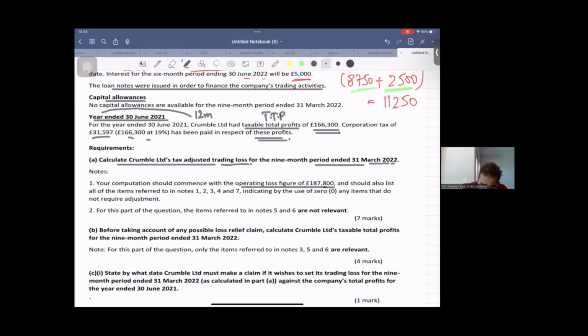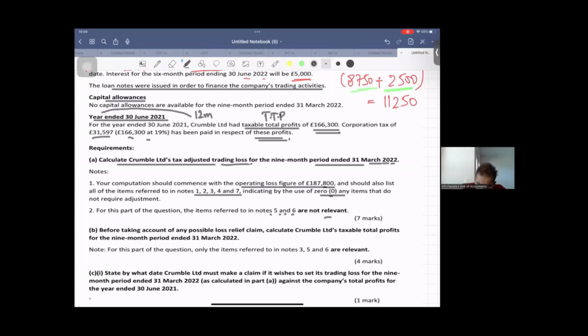And you should also list all of the items referred in notes number 1, 2, 3, 4, and 7, indicating the use of zero. Okay. For this part of the question, you are not required to refer note 5 and 6. Property income and gains are irrelevant because they have already been accounted for separately after operating loss. So don't worry about it.